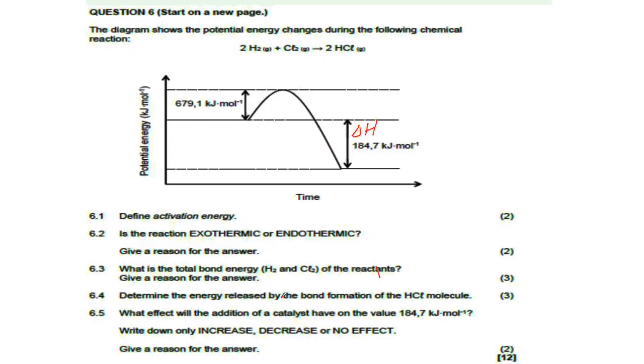We know that the catalyst does not have any effect on the enthalpy change because the catalyst only has an effect on the activation energy. So the function of the catalyst is to lower the activation energy. It does not do anything to the enthalpy change because it does not change the energy of the product nor the energy of the reactant. So it does not change the energy of the reactant. It does not change the energy of the product, meant to say. So that means it cannot affect the enthalpy change. So we will say no effect. The catalyst only affects the activation energy.